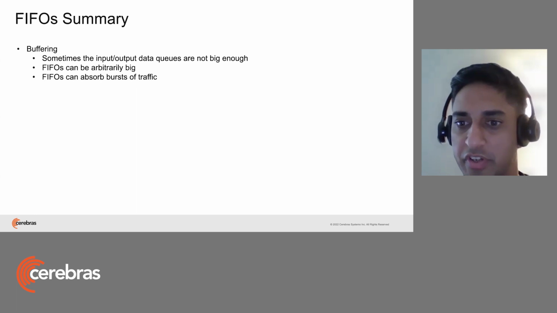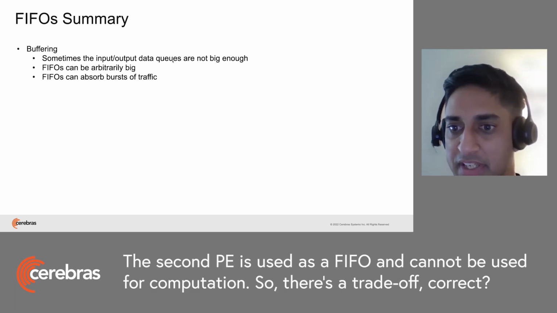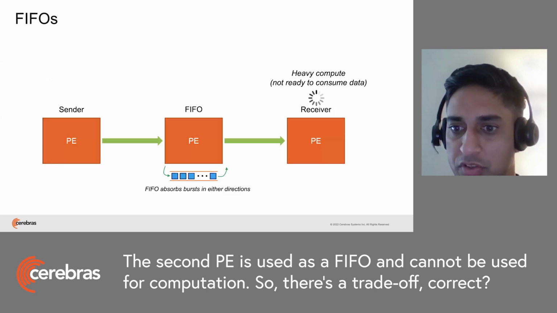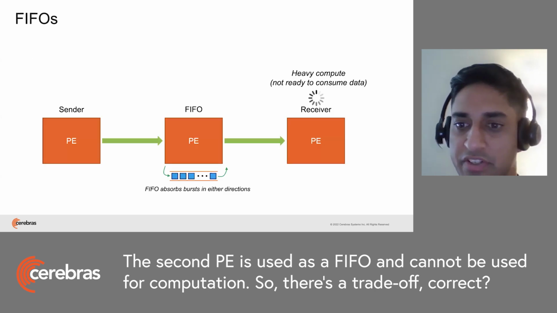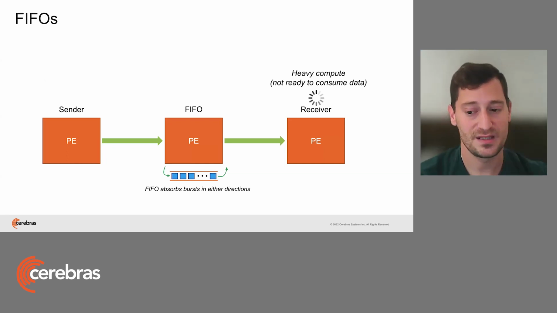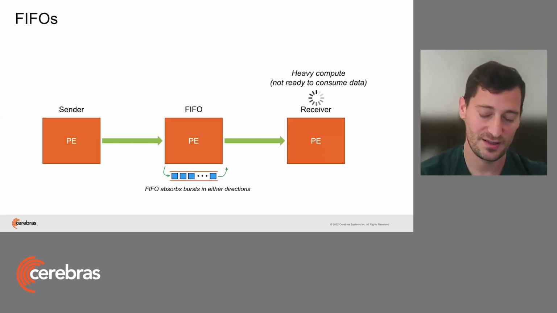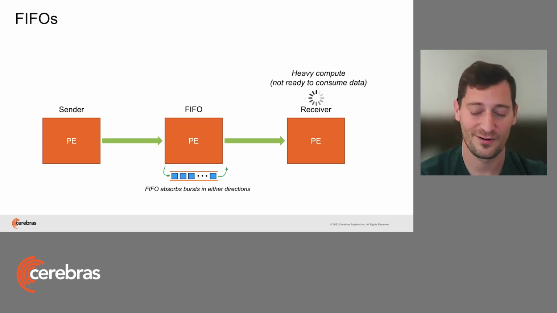One more question for you. The second PE is used as a FIFO and cannot be used for computation. So there's a trade-off there, correct? Absolutely. So this is just a demonstrative example, or probably oversimplified, but the FIFO can be part of the receiver, can be part of the sender. You can have compute in your FIFO PE as well.